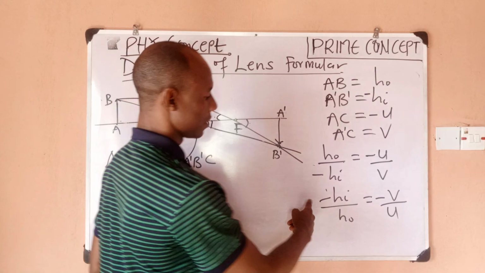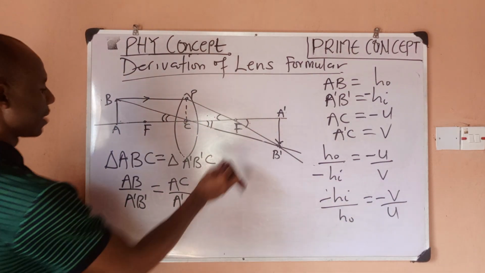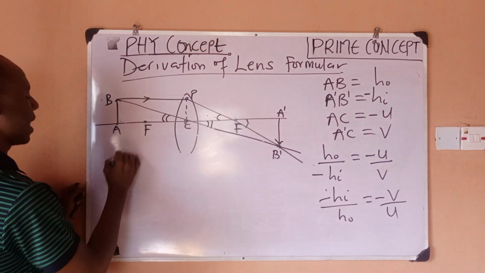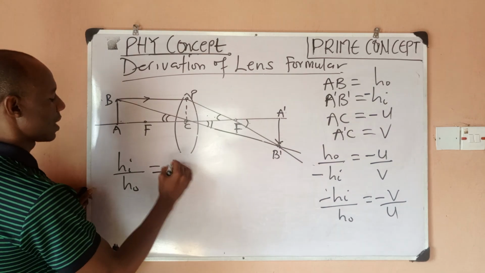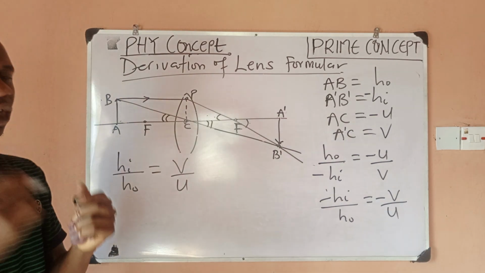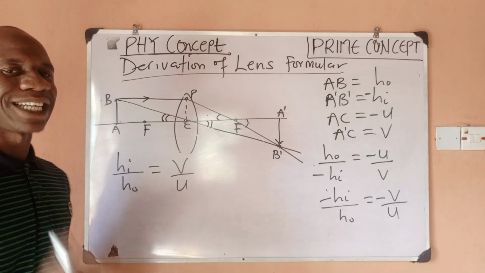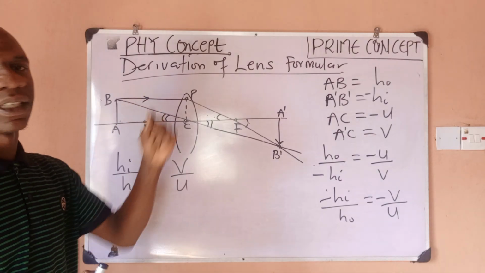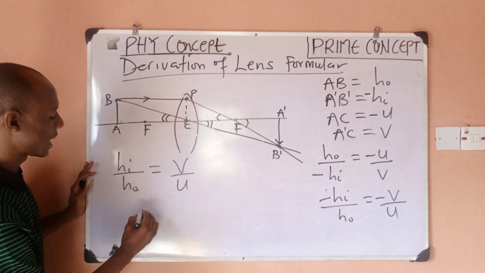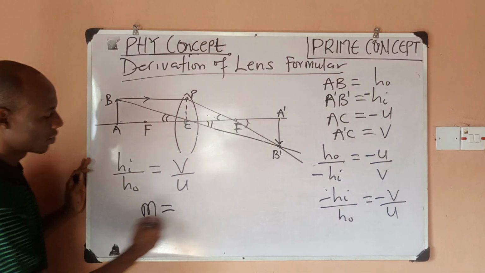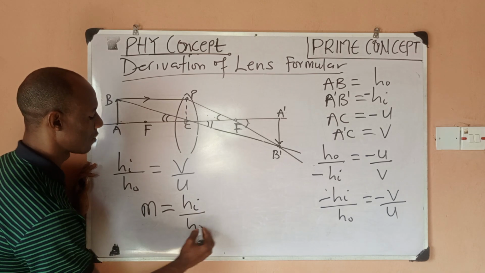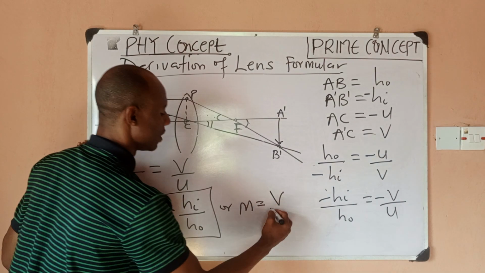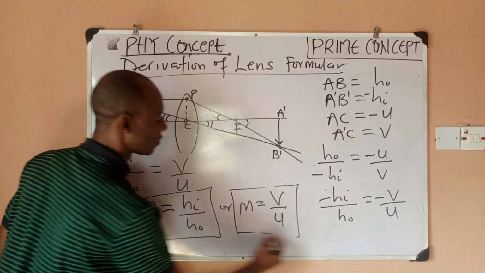If you multiply through by minus 1, you will notice that this negative would cancel this. So you would then have HI over HO equals what now? v over u. If you recall from our definition for magnification, we said that the magnification of a lens is the ratio of height of image to the height of object. So it simply means that magnification M for a lens is going to be height of image over height of object, which is this, or magnification is going to be v over what? u, which is this. So we have two formulas for magnification.